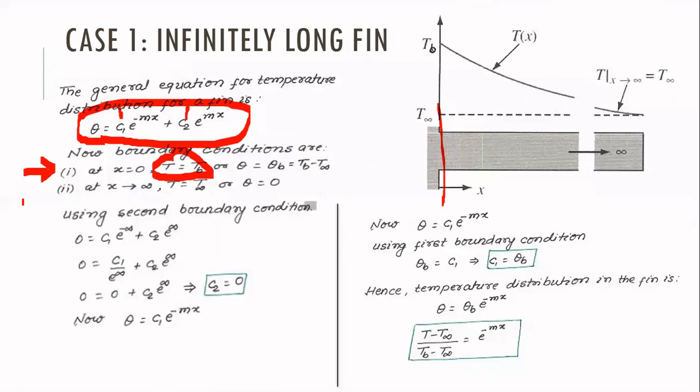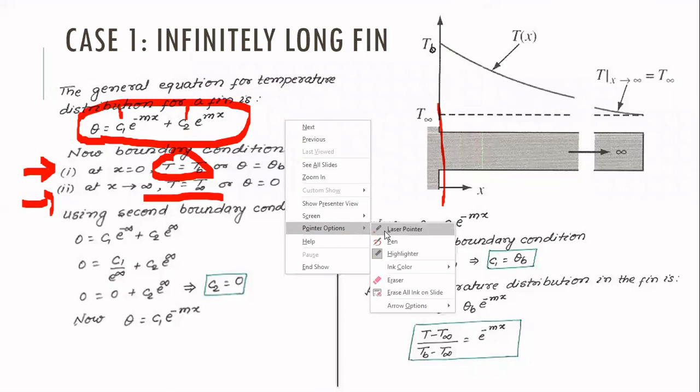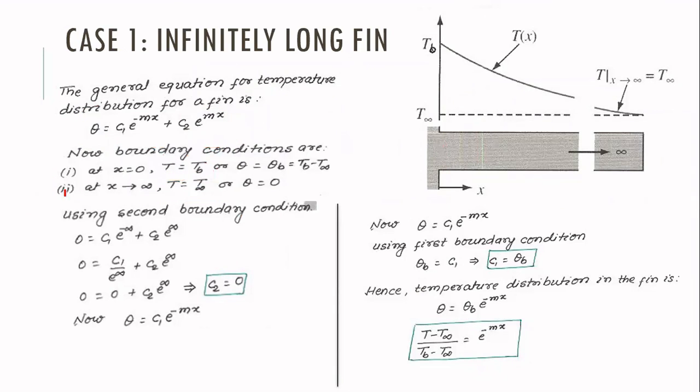Similarly, at x is equal to infinity, again temperature value is given as TB. So this is boundary condition of which kind? First, second or third? Here also at x is equal to infinity, first kind. This is also boundary condition of first kind because here also the temperature value is given to you.